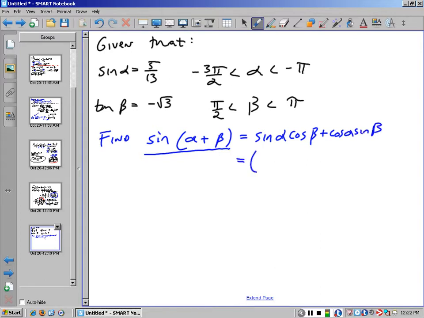So basically we know exact values. We should be able to find exact values for all of these. So I just got to find 4 fractions. That's all I got to do. Multiply 2 and 2, add them together, and I'm done. One of them's given to me, this one, right? Sine alpha is 5/13, that's right there.